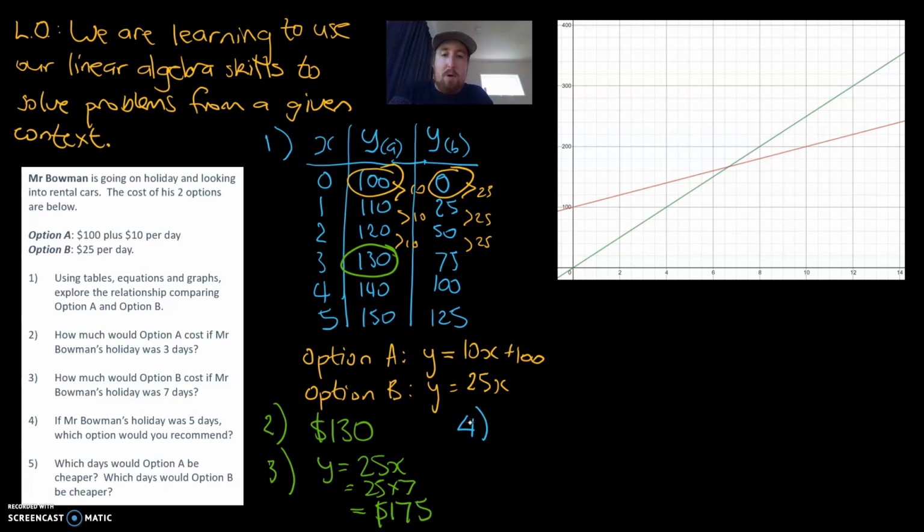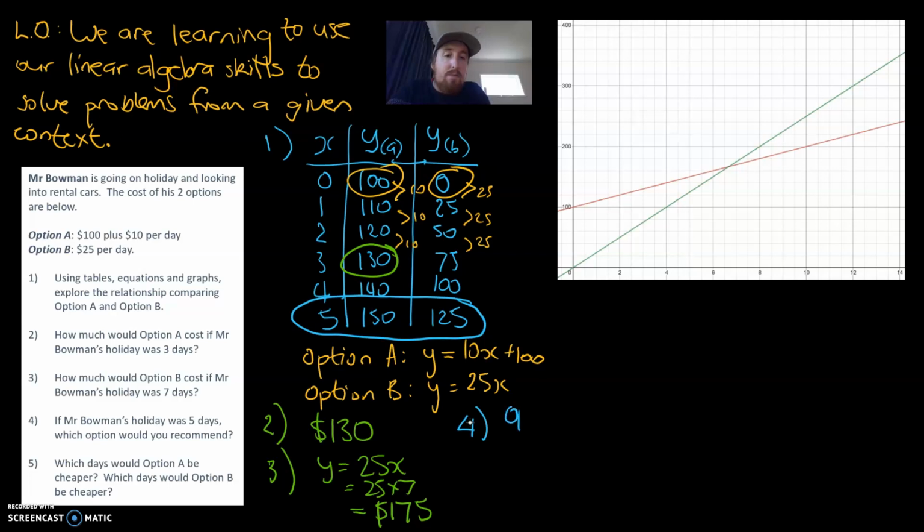Question 4, if Mr. Behrman was going on holiday for 5 days, which option would you recommend? There are a few ways to do this. You can just look at the table and go, oh yeah, option B is cheaper. You can use your graph to figure out that the green line, which is option B, is cheaper at that point than option A. Or you could use the equation to calculate both of them as well. But I'm going to use the table because I've already done the maths.